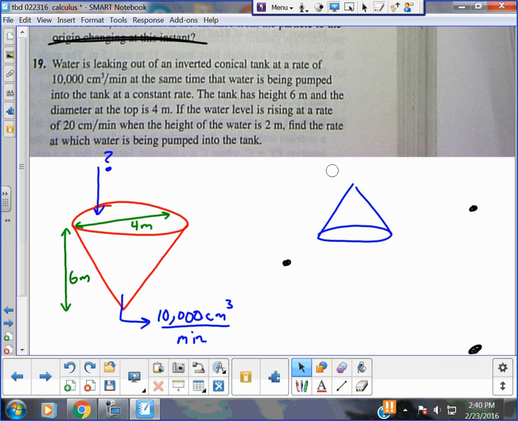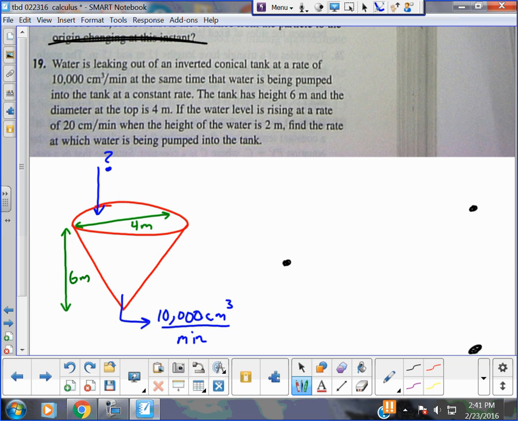All right. So what it says here, guys, is you have a cone that water is leaking out of at 10,000 centimeters per minute, and I show that at the bottom of my cone, which is in red. And at the same time, water is being pumped into the tank at a constant rate, which is up here, water pouring in, the blue. The tank has a height of 6 meters, a diameter of 4. I mark those in green.